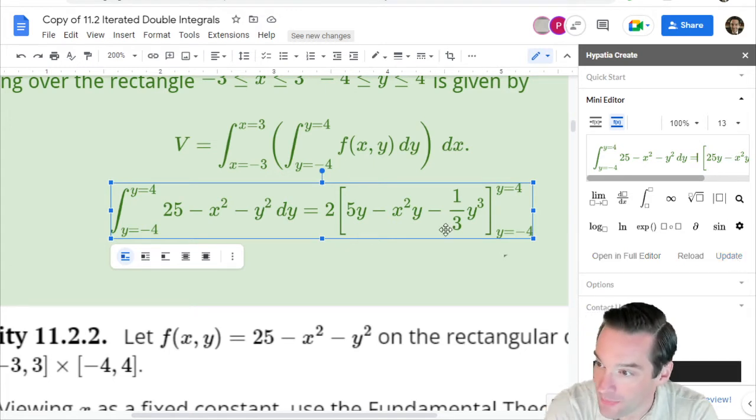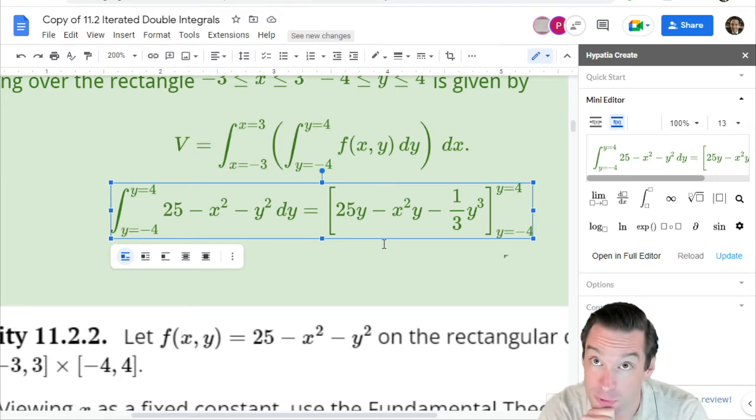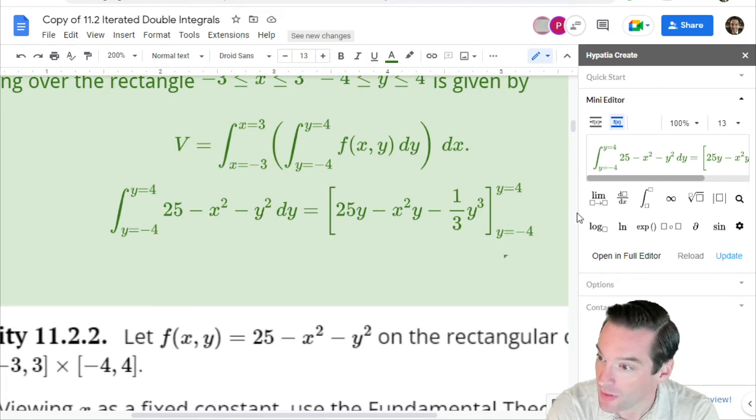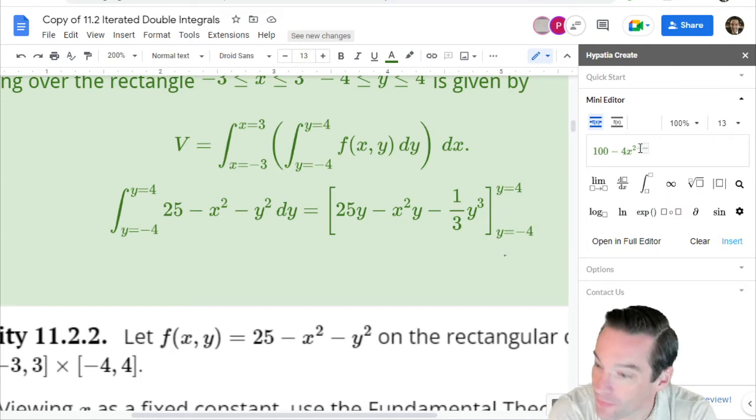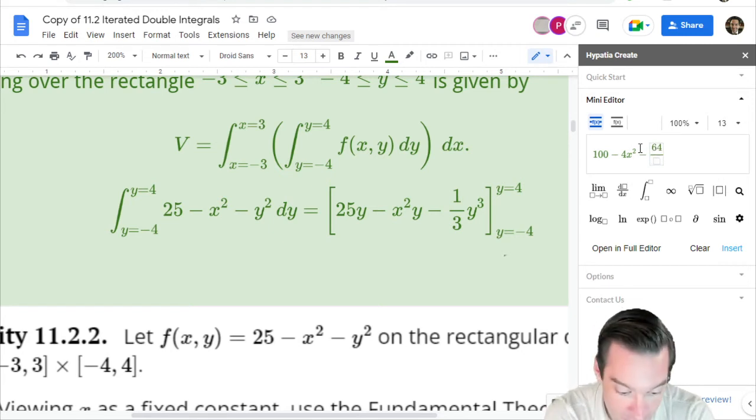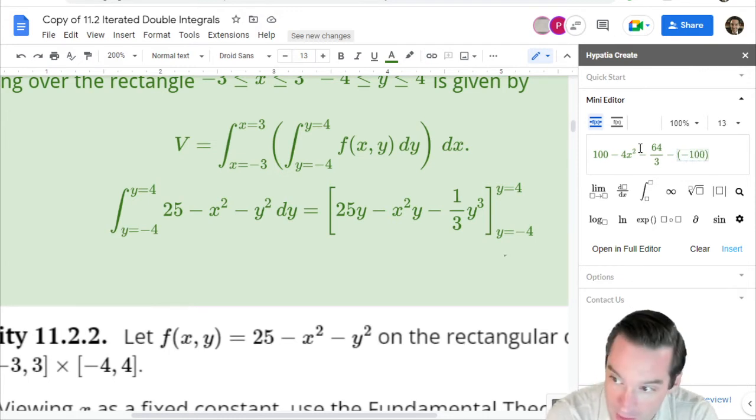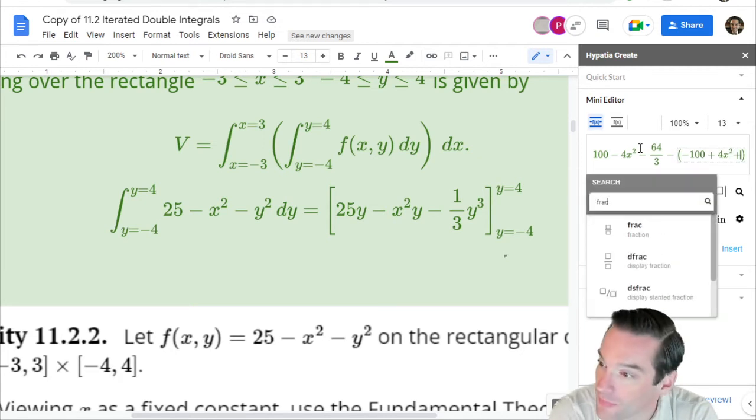There we go. All right, so at y equals 4, we're going to get 100 minus 4x squared minus 1/3 of 4 cubed, and 4 cubed is 64, so minus 64 over 3. I'm just going to do a little bit of talking out loud arithmetic here. So 100 minus 4x squared minus 64/3. So there's my evaluation at y equals positive 4. And then at y equals negative 4, we're going to get negative 100 plus 4x squared, and then minus 1/3 of negative 64, so plus 64/3.